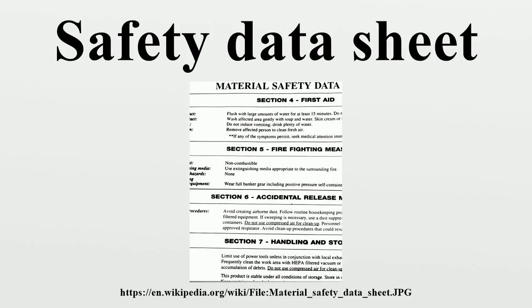Section 9. Physical and chemical properties. 9.1. Information on basic physical and chemical properties. 9.2. Other information. Section 10. Stability and reactivity. 10.1. Reactivity. 10.2. Chemical stability. 10.3. Possibility of hazardous reactions. 10.4. Conditions to avoid. 10.5. Incompatible materials. 10.6. Hazardous decomposition products. Section 11. Toxicological information. 11.1. Information on toxicological effects.